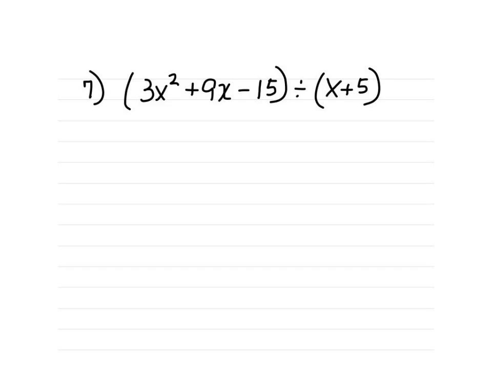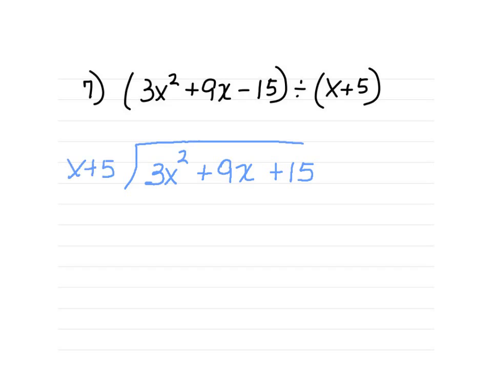Number 7. 3x squared plus 9x minus 15 divided by x plus 5. Okay, let's set this problem up. 3x squared plus 9x minus 15 divided by x plus 5.